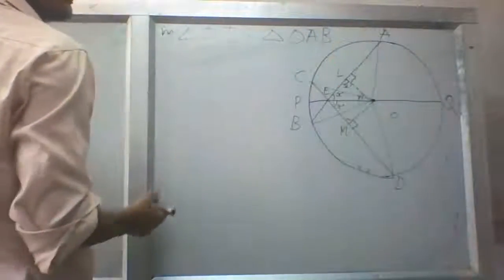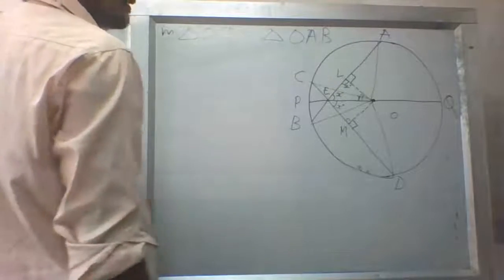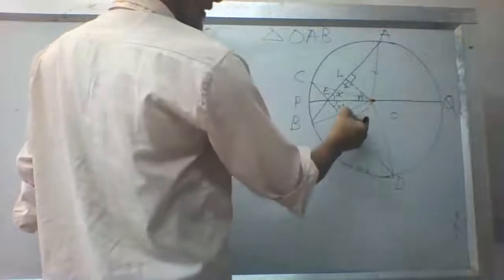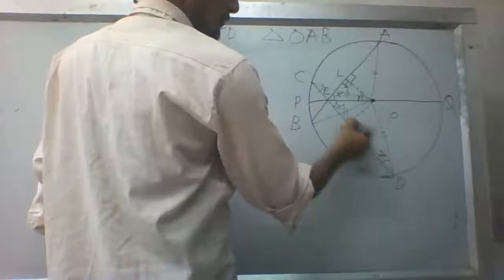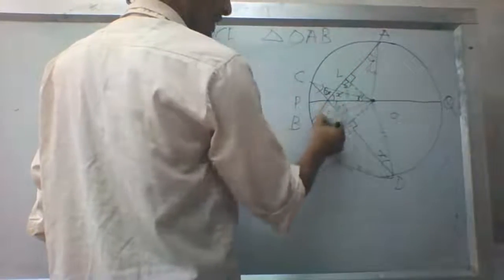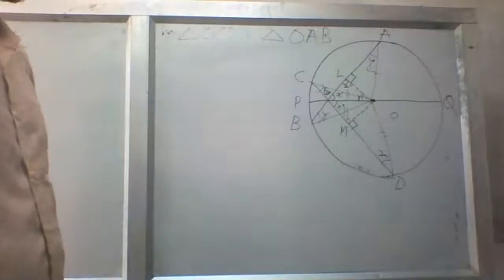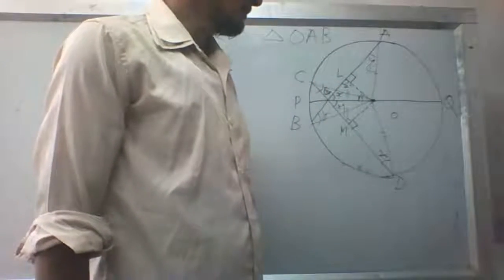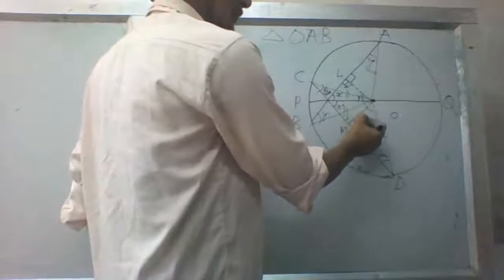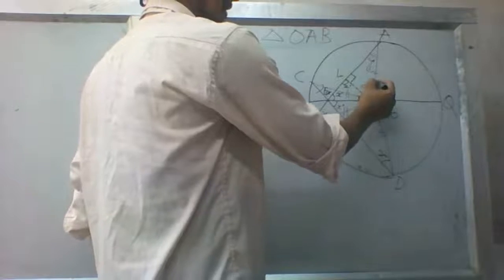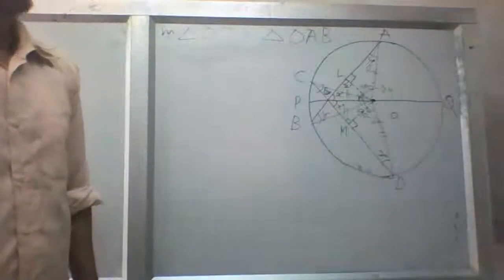OA, simple. This side is equal to this side because these are radii. This side is equal to this side, radius. It means this is an isosceles triangle. So this angle is equal to this angle, this angle is equal to this angle, and this angle is equal to this angle. We don't know which angles these are, but these angles are same. This is equal to 90 degree minus 2x, 90 degree minus 2x, and this is 90 degree minus 2y. Got it?